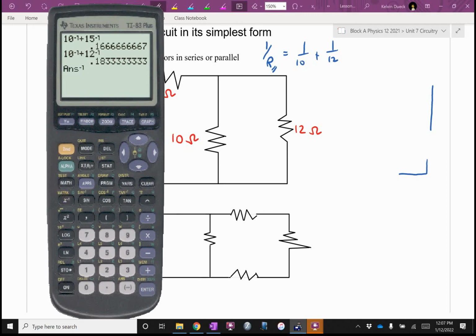However, there's a built-in error check. How big is this resistor right here? 10. How big is this resistor right here? 12. I know the answer is going to be less than 10. When you're writing resistors in parallel, the combined resistance will always be smaller than the smallest resistor. I get 5.45 repeating. Sorry.